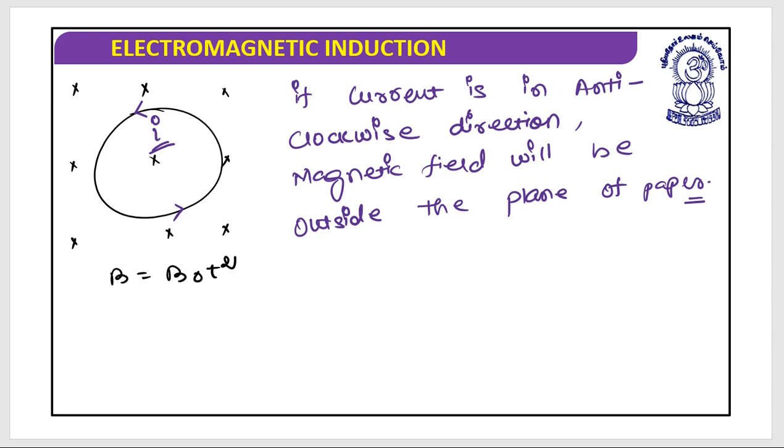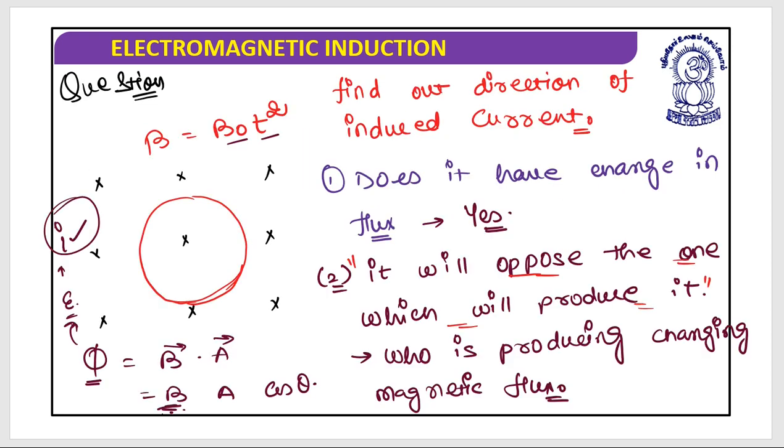So always approach this kind of question the same way. The first question should be, does it have change in flux? Because if there is no change in flux, there is nothing to worry about the direction, because no EMF will be induced, and if no EMF is induced, no current will be induced, and the question is over at that point. So the first thing you must understand is, does it have change in flux? To answer this, you must understand flux is B dot A, which is BA cos theta. So you must check whether any of the parameters is changing, whether B, or A, or theta.